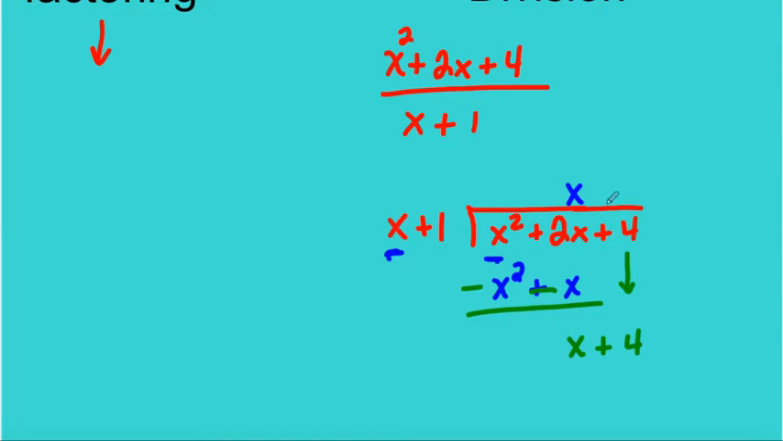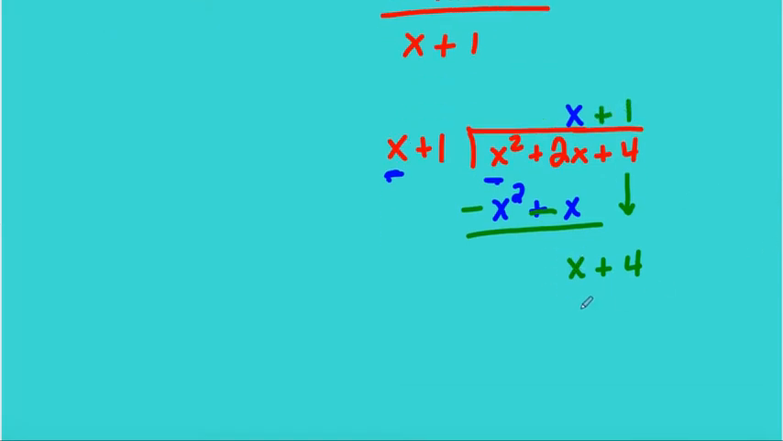So x goes into x one time, so I get plus 1. And that's going to give me x plus 1. I subtract, so I change the signs of everything, and that's going to give me 3.